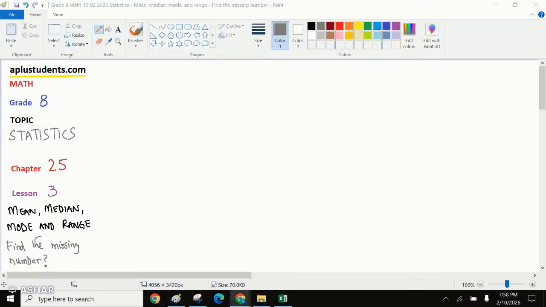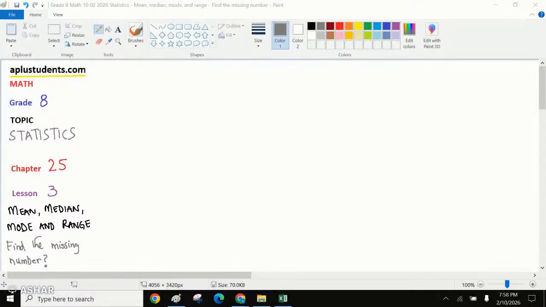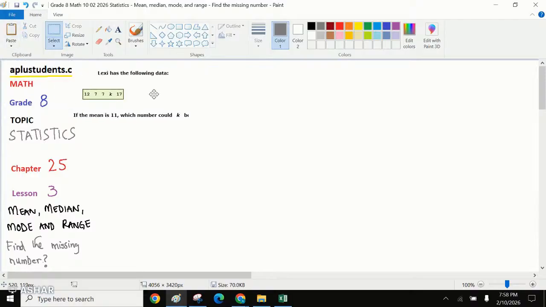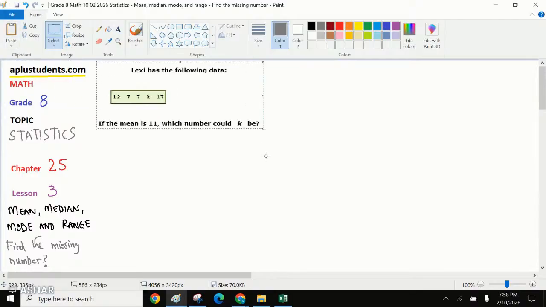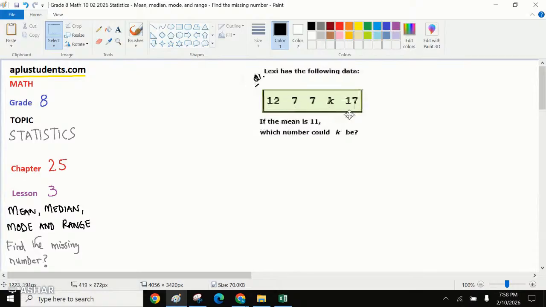Let's look at the first question. We go to grade 8, chapter 25, lesson number 3, and the question says, if Lexi has the following data for question number 1, we need to find what can be the value of k if this was the information she had. Okay, before this, let's just recall.